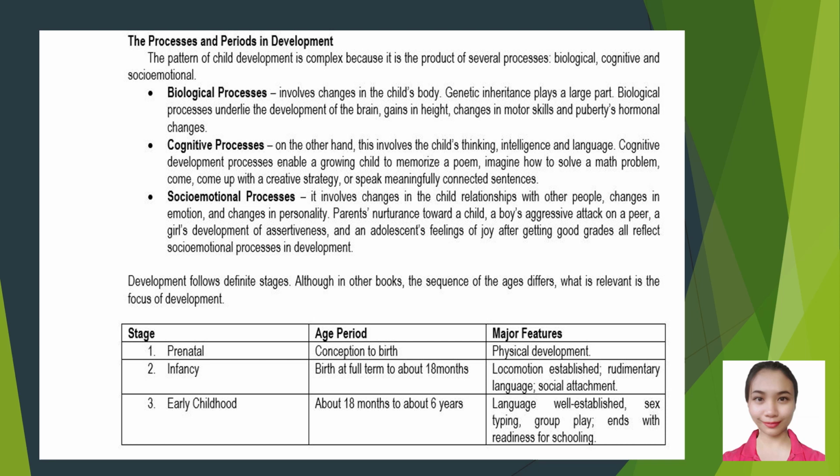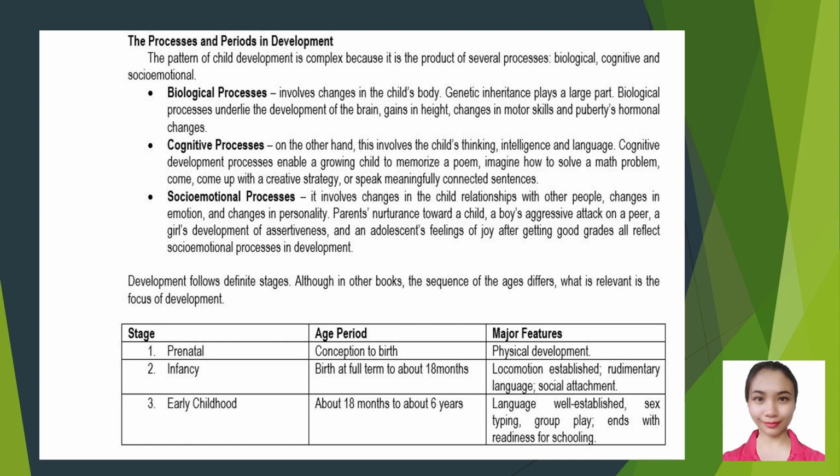We have the early childhood. So early childhood is about 18 months to about 6 years. Language is well established. Sex typing, group play, and then ends with readiness for schooling. So in this stage, achieving mature relations with both sexes.